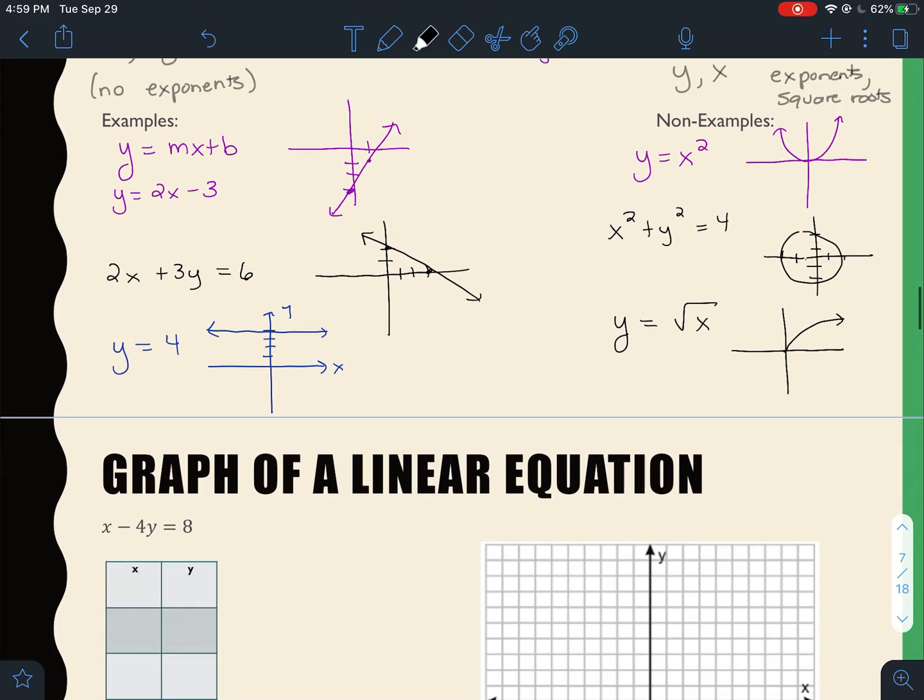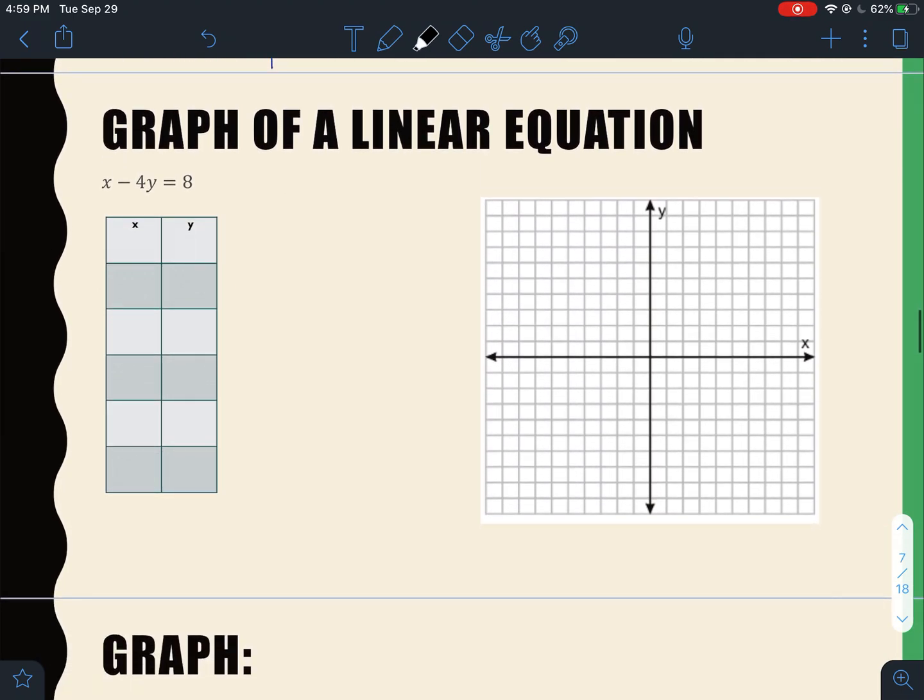So how do we graph linear equations? By just using a table. Well, the good news is you can pick any values for x that you want to. So you can pick any x values you want for the table. Some are going to be nicer than others based on the equation, but you can pick any x values you want for the table, and then you just solve for the y values. So that's how this is going to work.